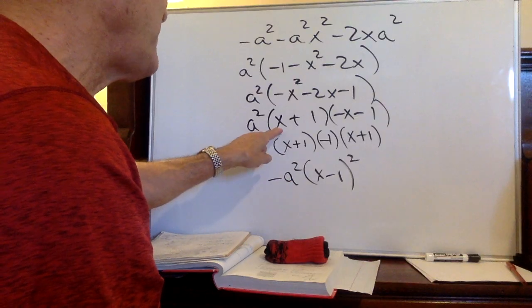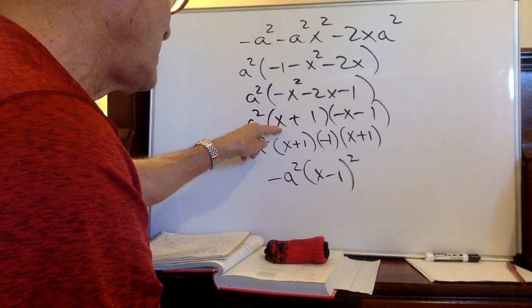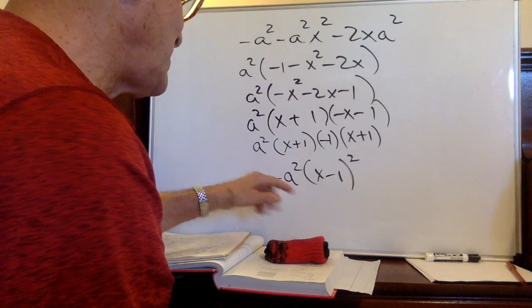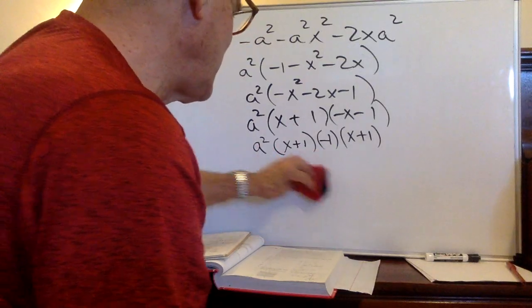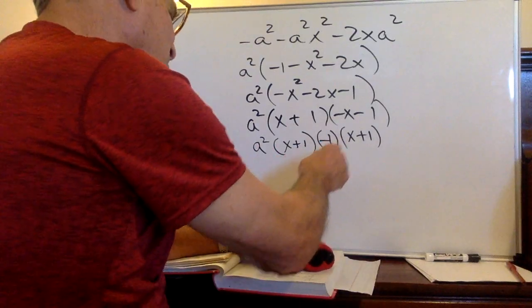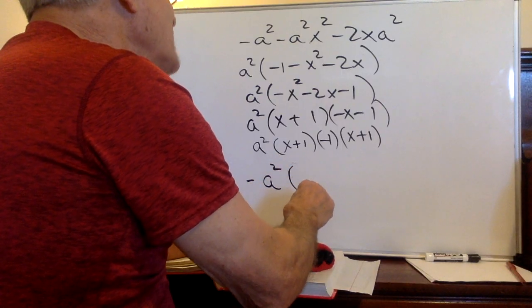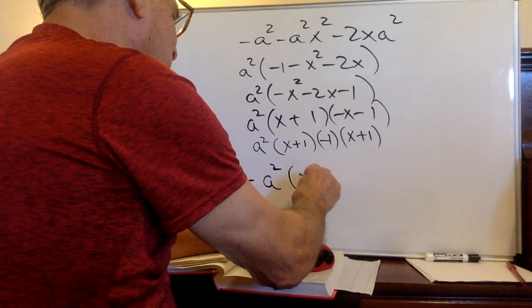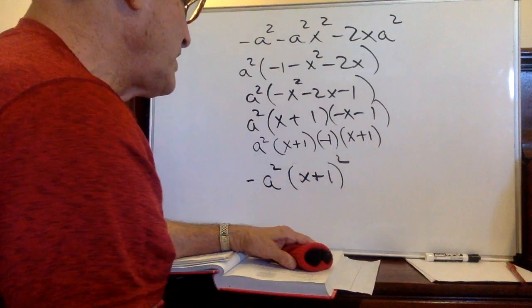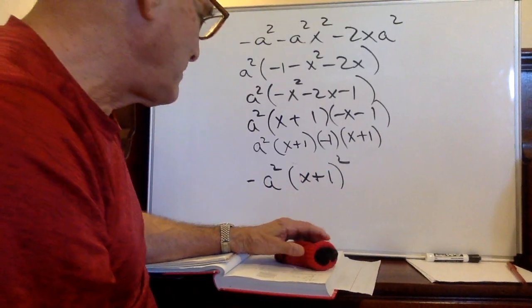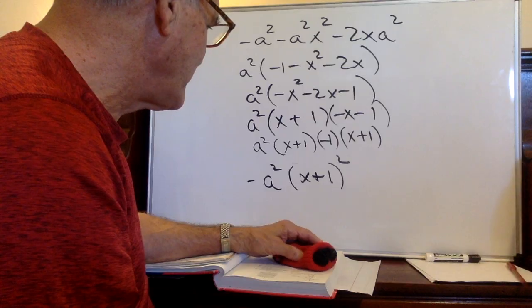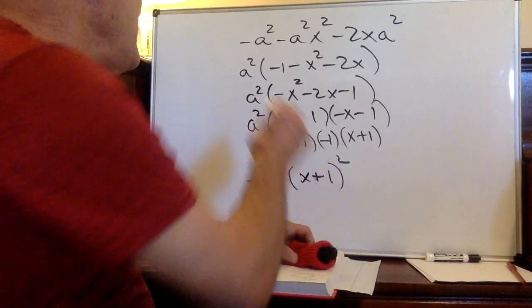X times x, negative x squared. Is this equivalent to this? And the answer is yes, because when you bring this out front, you get negative a squared times x plus 1 squared. There you go. So it's the same thing. Okay? It was a whole lot easier to do it this way.